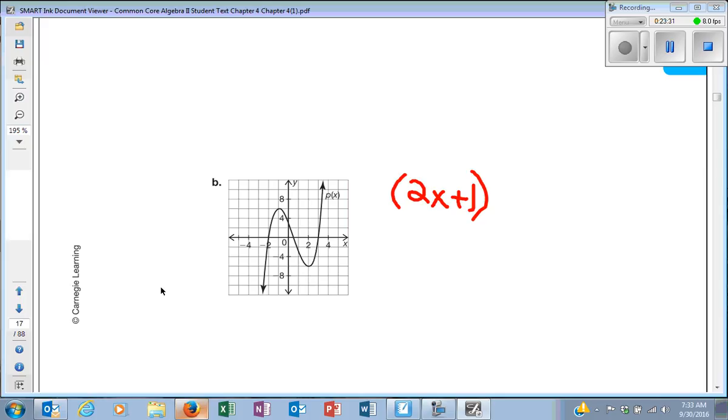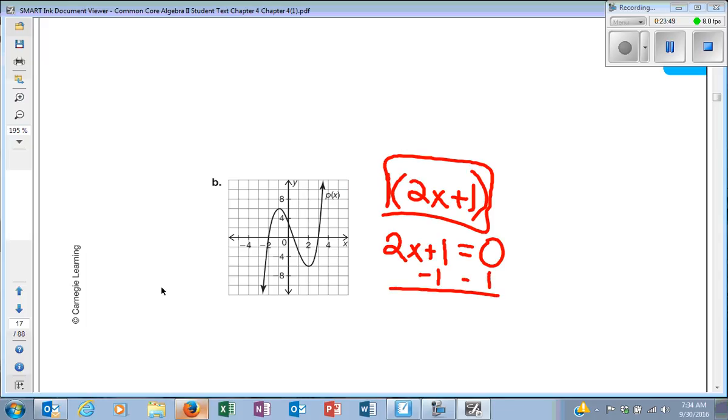Do you remember this from last chapter? Factors are going to find your x-intercepts. How do I find my x-intercept? It's when this bubble is equal to 0. So what I do is, when does 2x plus 1 equal 0? Minus 1, minus 1. 2x equals a negative 1. Divide by 2, divide by 2. x equals a negative 1/2.